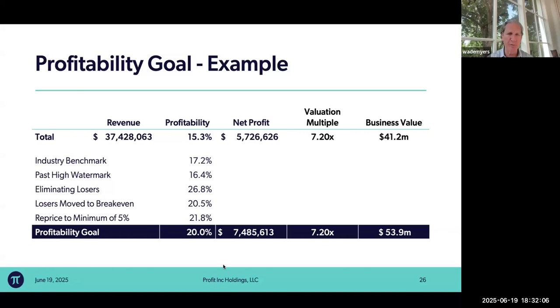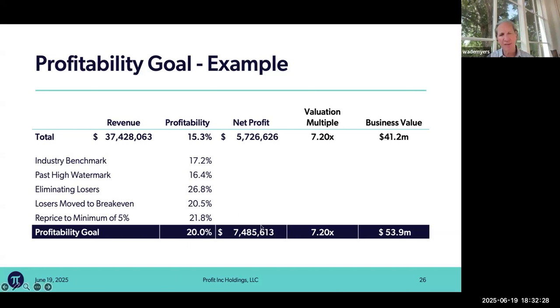And how about if you just move them to break even and just raise the price to where at least you're not losing money, but you're breaking even on them? That gets us to 20.5%. And if we just reprice to a minimum of 5% or something, it gets us to 21.8. Now, given this level of benchmarking, what I encourage business owners to do is set your profitability goal. So in this case, let's just say it's 20%.